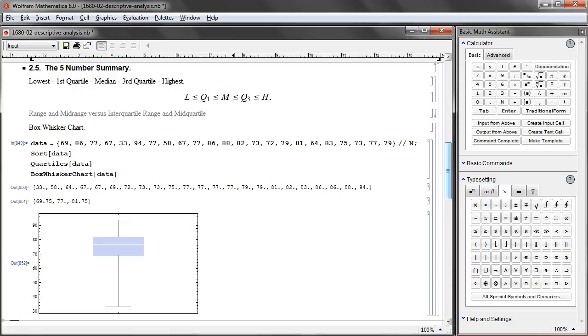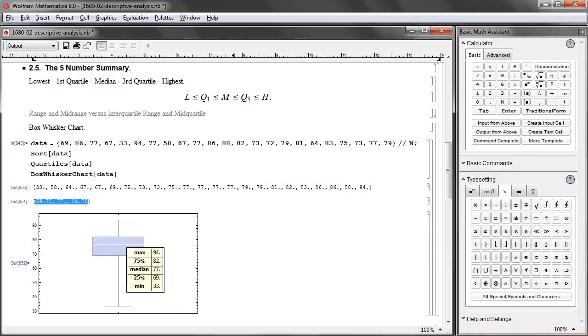It's okay as long as we do have those whiskers coming from L and H, and the box coming from Q1, Q3, and an additional line segment inside the box which comes from M. Q1, M, Q3 correspond to 69.75, 77, and 81.75. Those 3 numbers correspond to this box here.